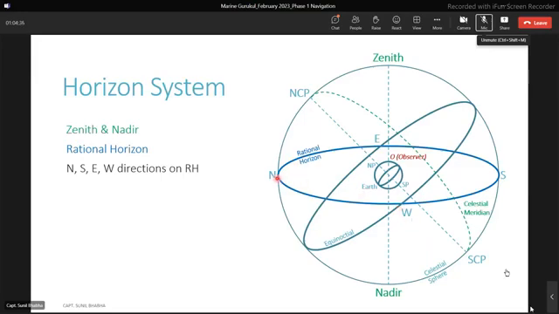So these points which you see here, north, east, south, and west, represent the directions on the rational horizon. Exactly below the North Celestial Pole or the Polaris is the north point, and once you identify the north point, you will be able to identify exactly opposite to it. That point is south. From the north, you go 90 degrees to the right, you will find the easterly point, and from the north, you go 90 degrees to the left, you will find the westerly point. Now in this particular diagram, this is a 3D diagram.